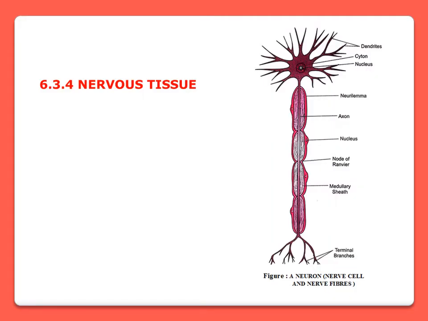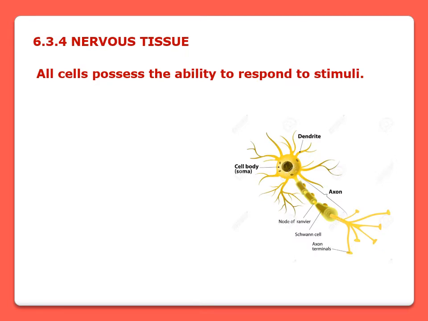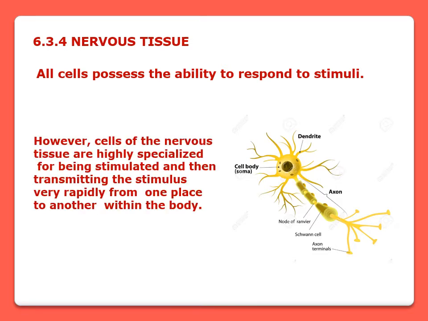Nervous tissue. Here in the picture, you can see the structure of nervous tissue. Nervous tissue is also called neuron, and you can see the structure of nervous tissue is very much similar to a tree. This is nervous tissue. All the cells possess the ability to respond to stimuli, but the cells of nervous tissue are highly specialized for being stimulated and then transmitting the stimulus very rapidly from one place to another within the body. And that is the main function of nervous tissue.